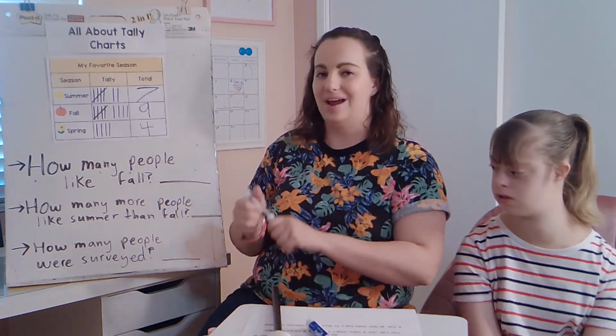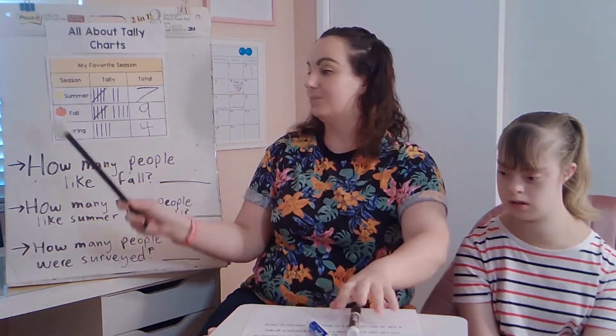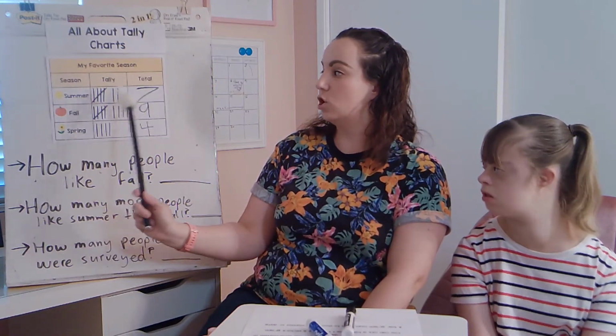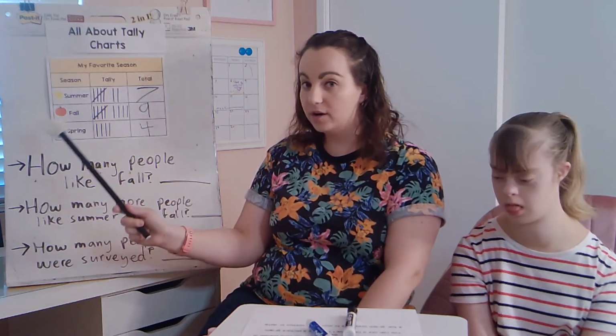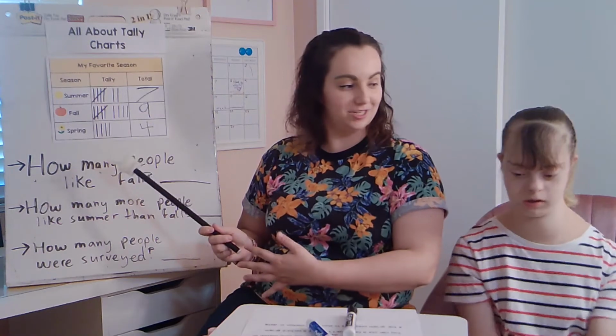Awesome. Nice job. Now that we have a completed chart, we see summer. We see the votes. 7 people voted for summer. Fall, 9 people voted for fall. And spring, 4 people voted for spring. Now that we have a nice complete chart, we move on to the questions.